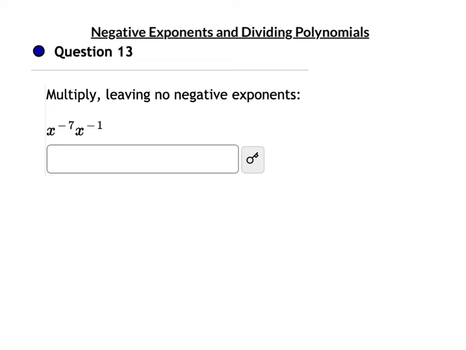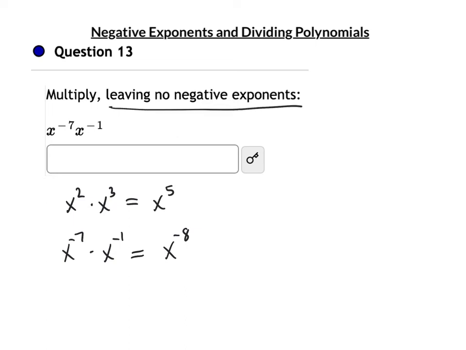Remember how when you multiply, you add your powers. For example, x squared times x cubed, that is in fact x to the fifth. If I ask you to multiply x to the negative seventh times x to the negative first, the same rule applies. Negative 7 plus negative 1 is negative 8. We're going to leave no negative exponents. This is 1 over x to the 8th.